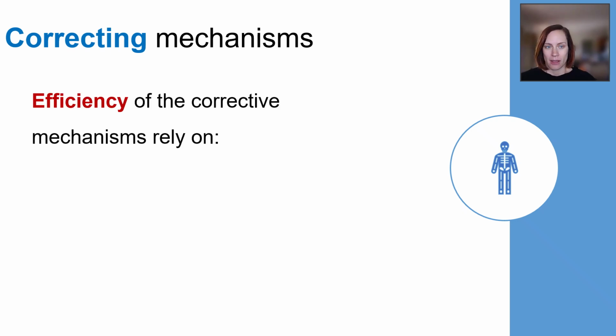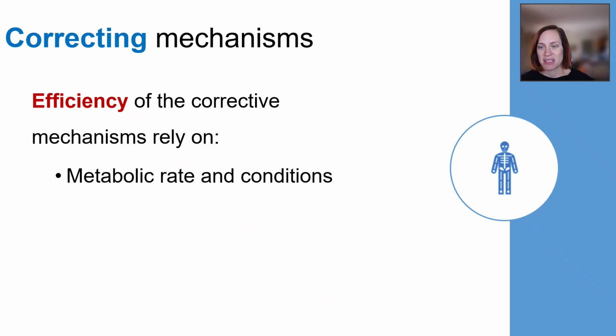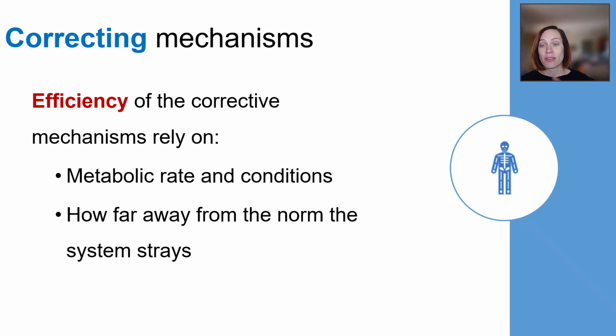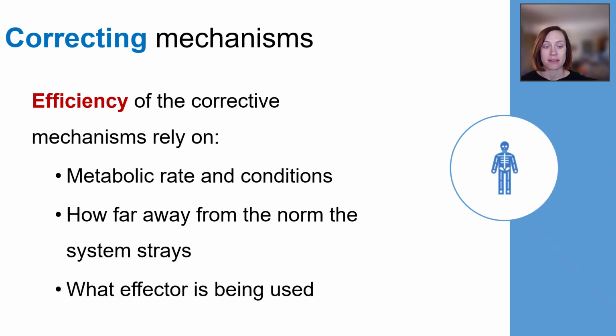Now, the efficiency of correcting mechanisms in our body actually relies on how quickly and effectively the organism can get back to that normal range. So our metabolic rate is the speed at which those chemical reactions are actually occurring. It also depends on how far away from the norm we're straying, right? We could be Brisbane winter cold and be cold, or we could have hypothermia. They're very, very different things.